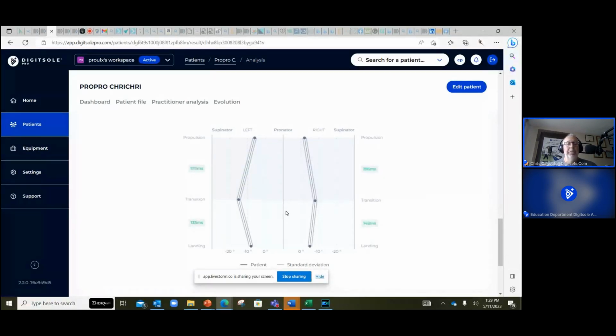But let me just tell you, this pattern is the opposite of what I'd like to see. In other words, I would rather see a heel strike on landing out here somewhere, around negative 20 degrees. And then I would want to see this transition at between negative 10 and negative 15. So these are the exact opposite.